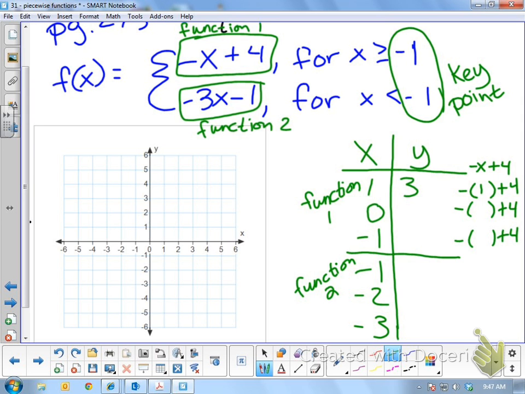Then I would plug in 0, and I would plug in negative 1. I'm going to have you guys do that yourself. But first I want to talk about the second half.